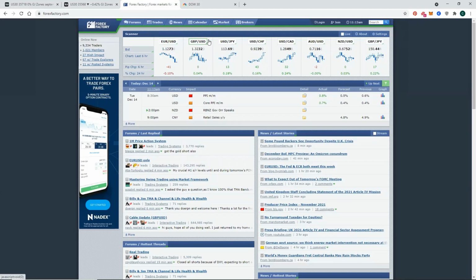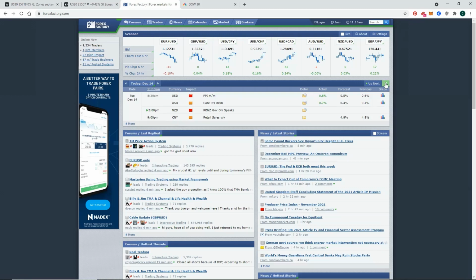As you can see, some of the pairs are listed up here at the top, and the current change in movement, so how many pips they move for the day. It looks like Euro USD recently went negative 41 pips. This is the percentage change within 24 hours. And this section here is basically the news.